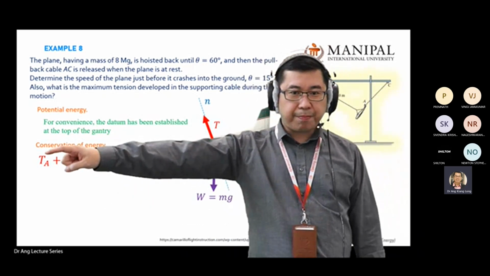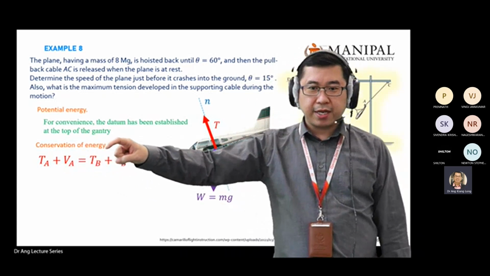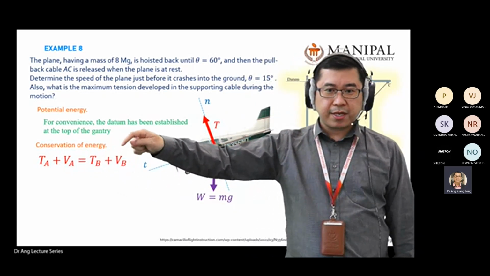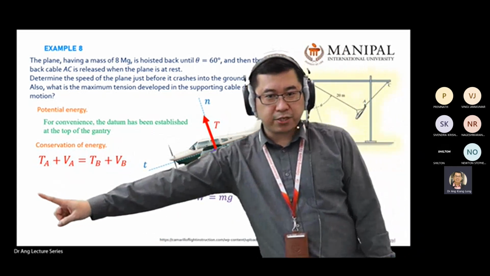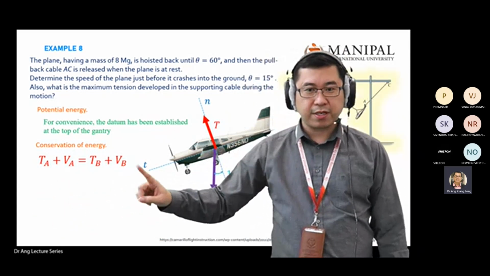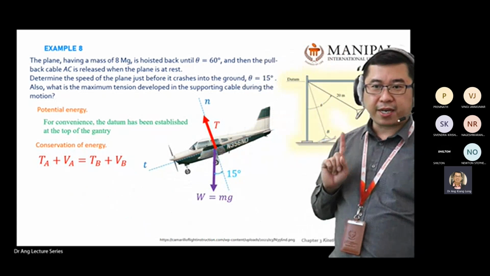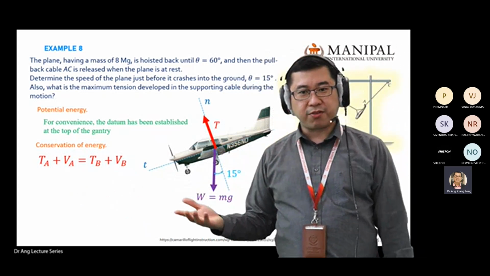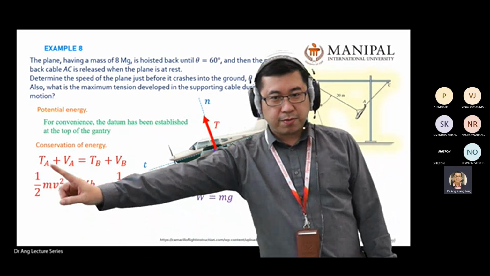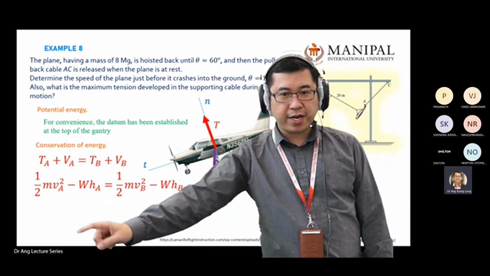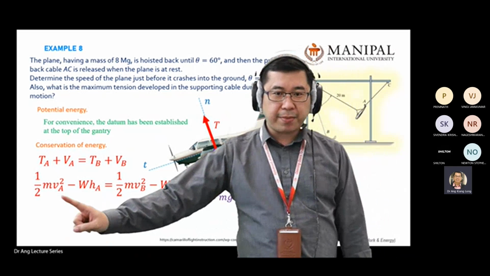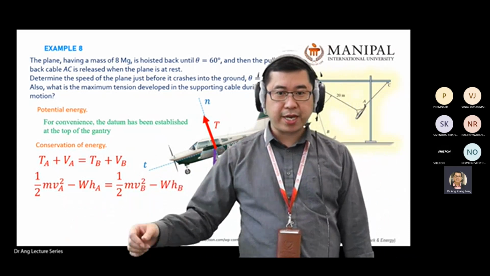Okay, kinetic at point A, potential at point A, kinetic at point B, potential at point B. The rest is just expansion of your equation. You look at position A, what kinetic energy do you have? The kinetic energy equation is half mv squared. You just write subscript A there to represent location A.